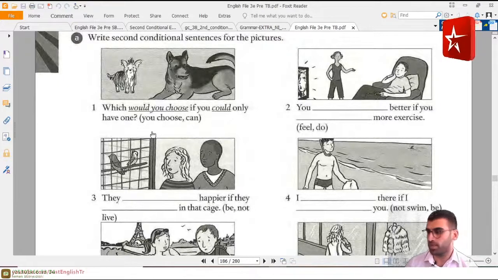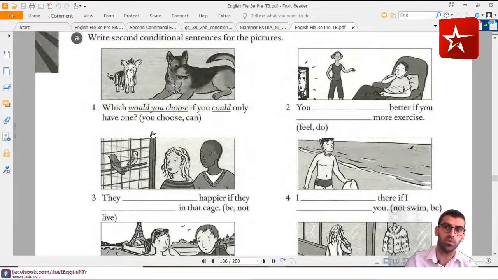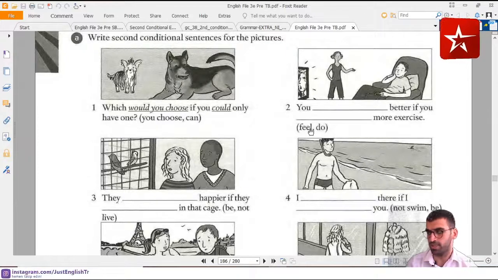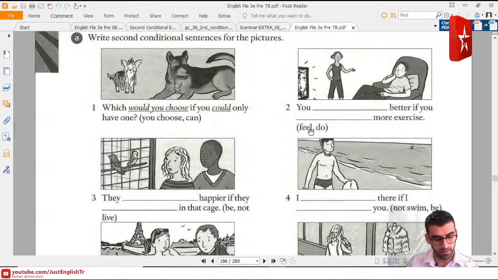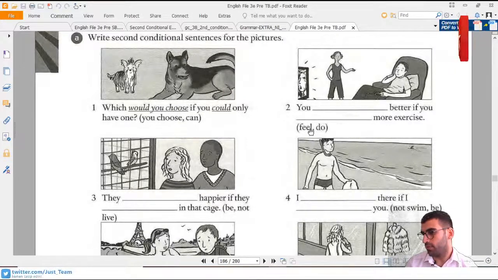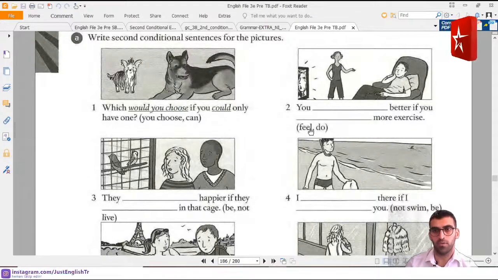And what about number two? What should we write for number two? We have the two verbs here. We have to use them in the conditional sentences, in the second type of the conditional sentences, guys. Tuko says, would, feel, and did. You would feel better if you did more exercise.